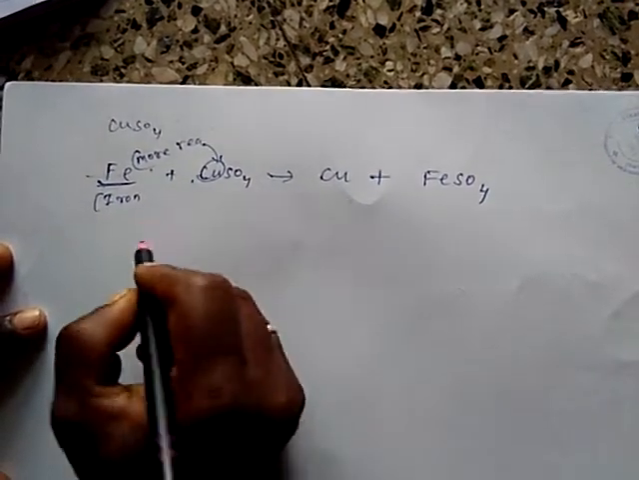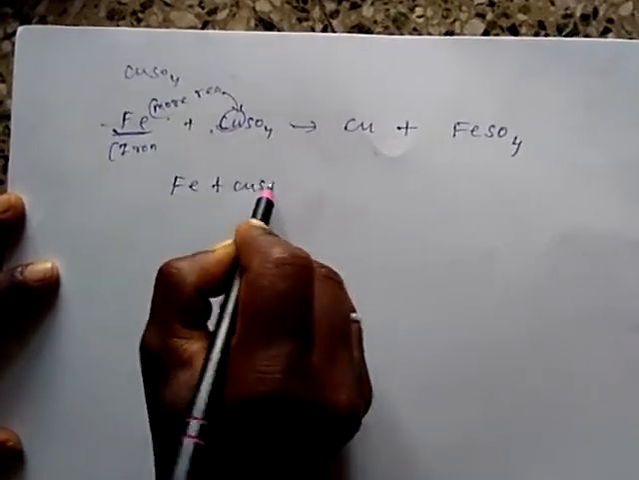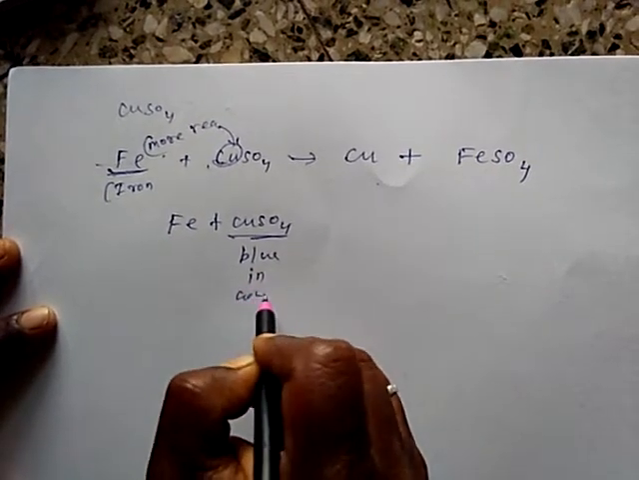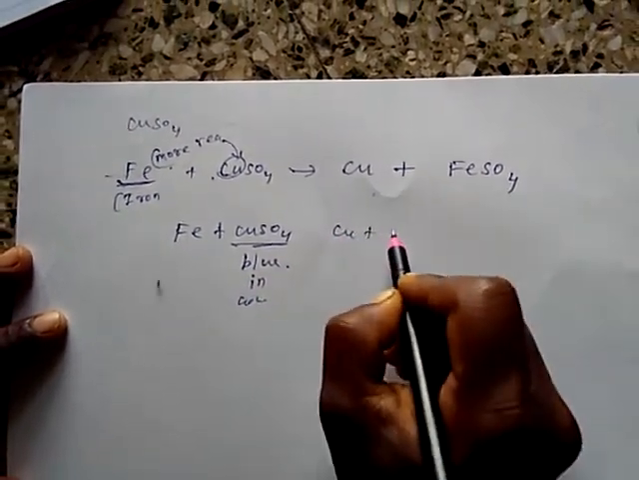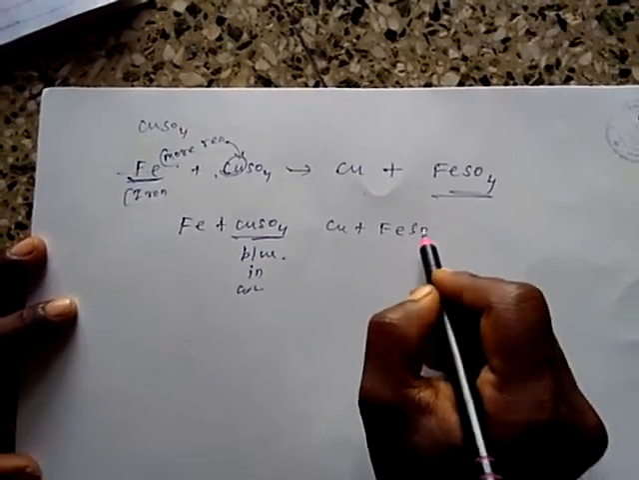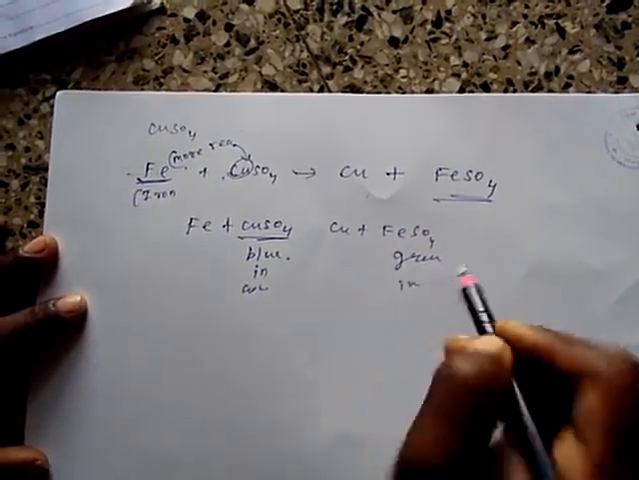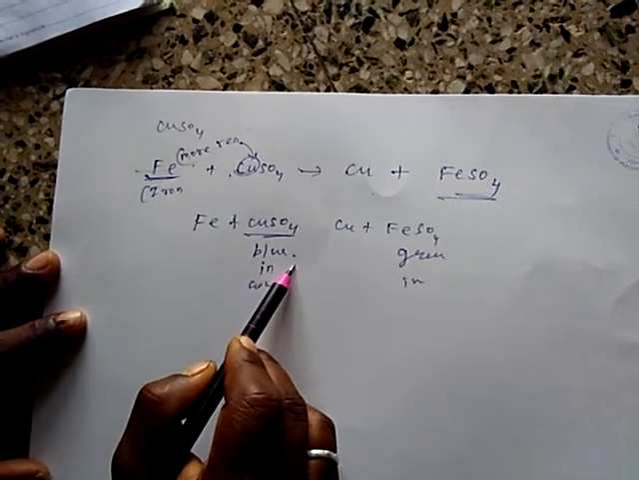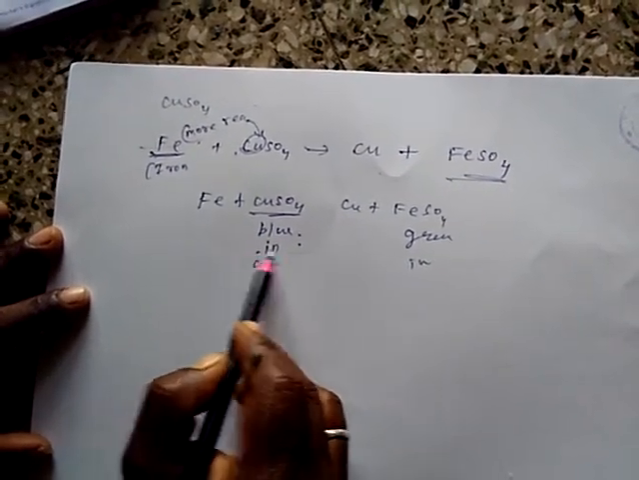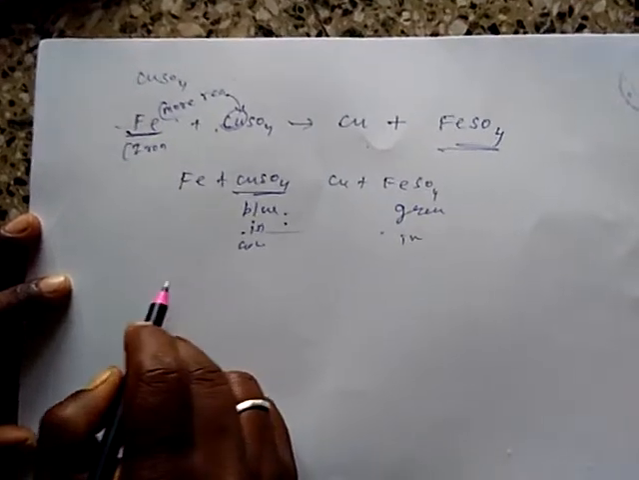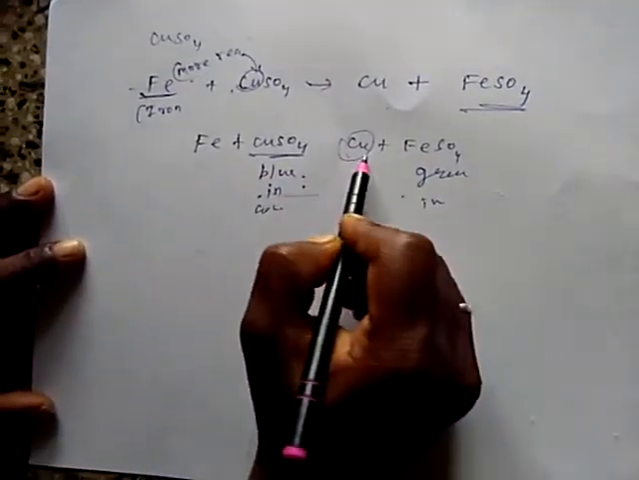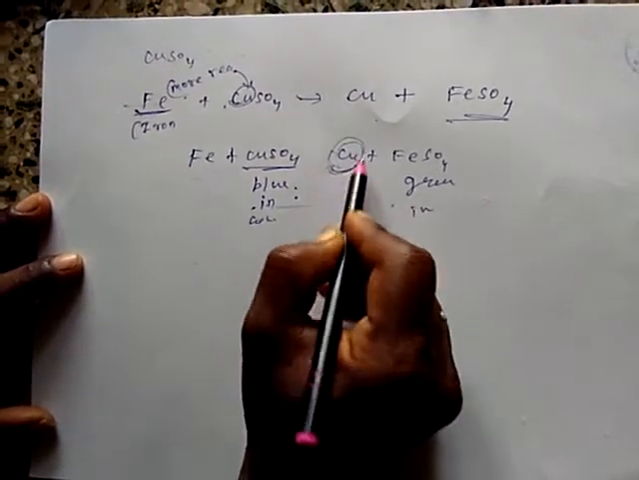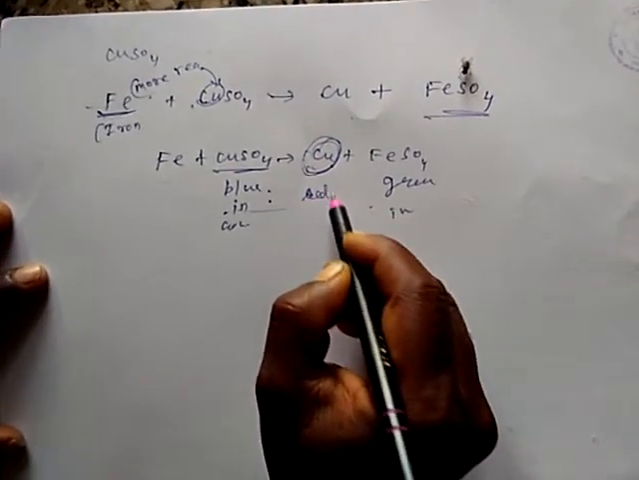We can even predict the observations based on this reaction. We know that copper sulfate is blue in color and iron sulfate is green in color. So the color of the solution is going to change from blue to green, and since copper deposits here, you are going to get a reddish brown color.